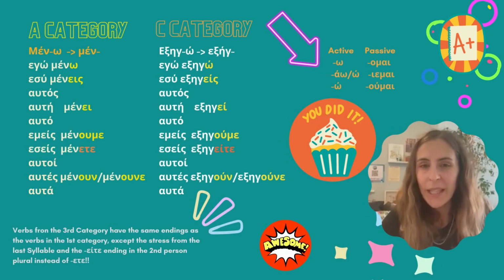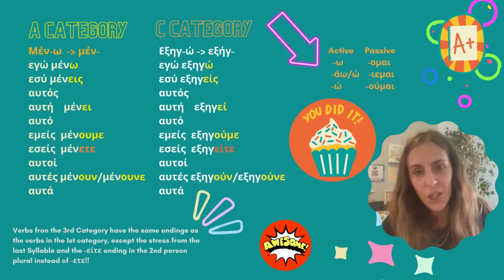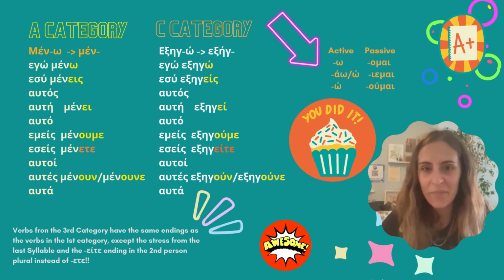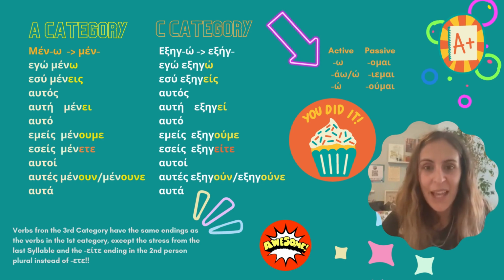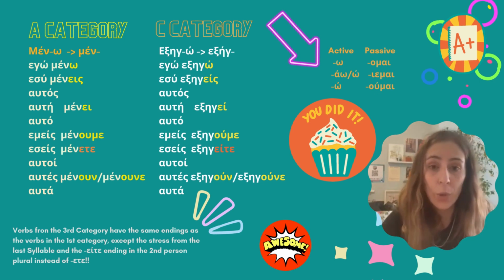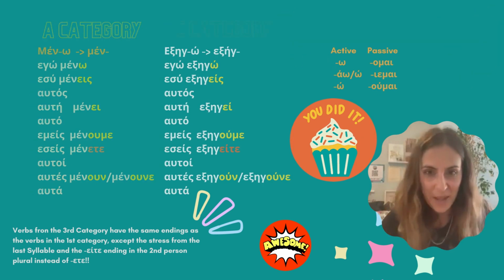If you take a look, the first category of verbs, μένω, and the third one, εξηγώ, basically are the same. They have the same endings, but be careful of one thing: the stress in εξηγώ stays at the last syllable, ώ, είς, εί, and otherwise they're the same. The only thing that changes is the second person plural of μένω, έτε, μένετε. In εξηγώ, the second person plural becomes ίτε. All the rest are the same.